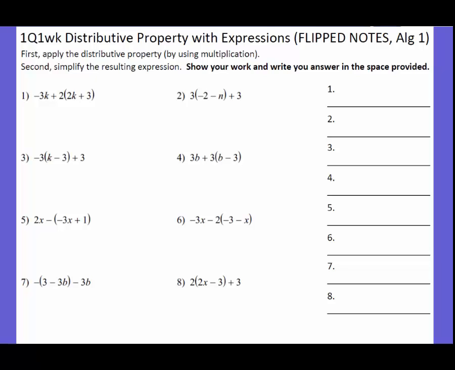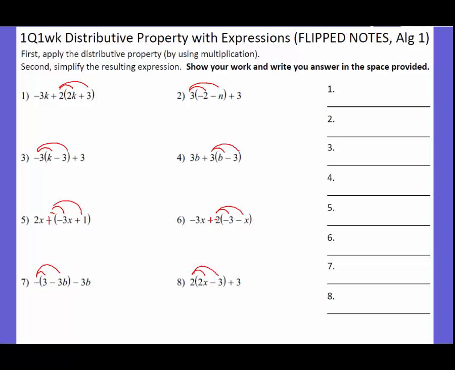Let's begin. We are being asked to first apply the distributive property by using multiplication, and second, simplify the resulting expression. Please take a look at all the problems 1 through 8. There is a number or a sign in front of the quantity, and we are going to first multiply that number or sign to every term within that quantity. Showing your work will require you to write line by line your thoughts.